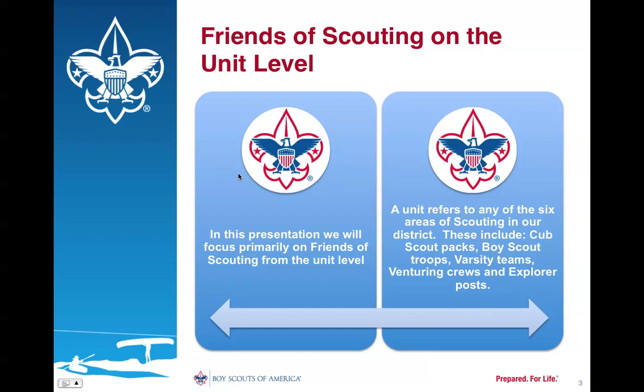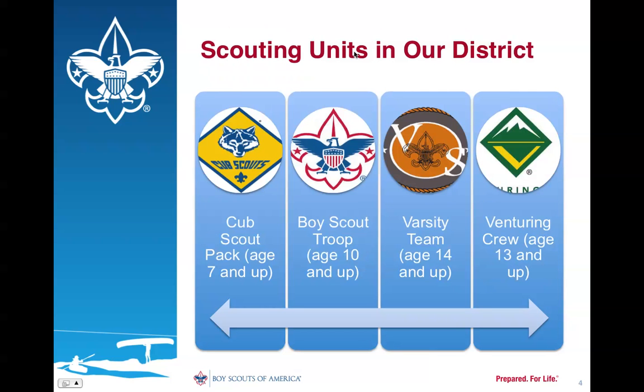We're going to be referring a lot to the term unit, and I just wanted to define that for you because it is a catch-all phrase that we will be using. Unit refers to Cub Scout packs, Boy Scout troops, varsity teams, venturing crews, and explorer posts. So all of that is included when I reference that term throughout the module.